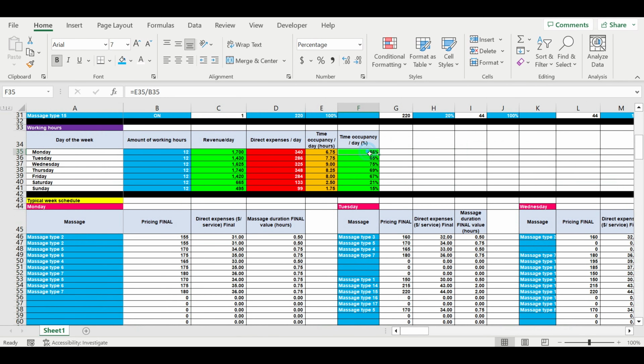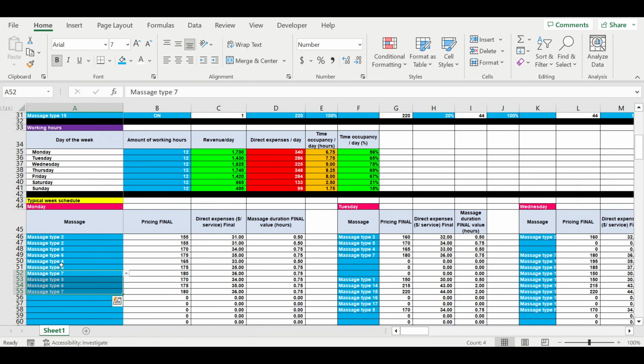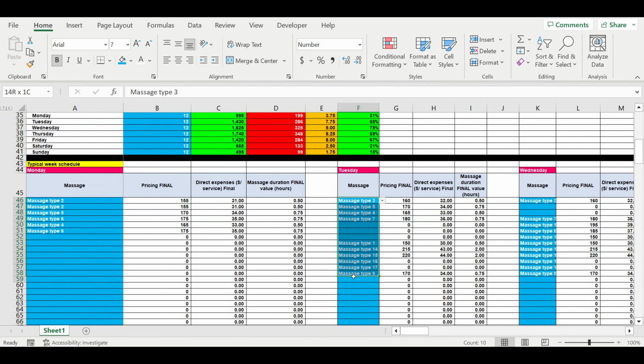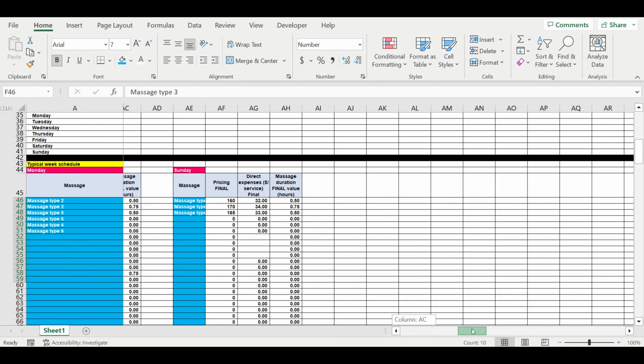Then we look here and start, for example, so we still think that it is too much. Then we say that 31% of time occupancy for Monday, it's okay. So this is the realistic revenue for Monday. And then we create such portraits for typical Tuesday, Wednesday, Thursday, and other days of the week.